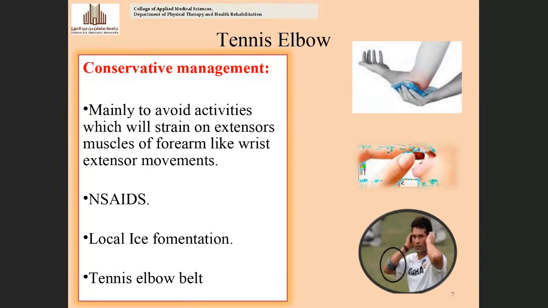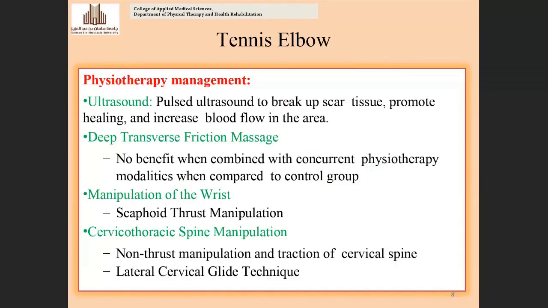And we can prescribe some non-steroidal anti-inflammatory drugs and apply ice over that area. And for protection and support, we can provide the tennis elbow belt, right? So it is shown in the figure, right? This provides support to the wrist extensor muscles.